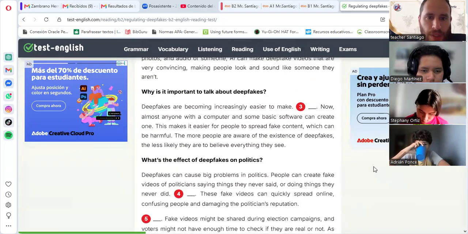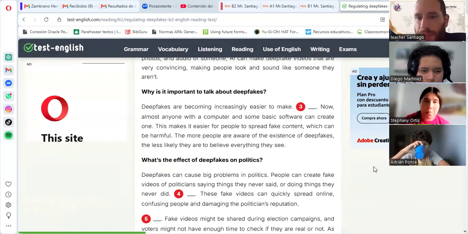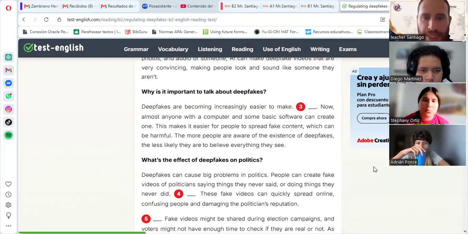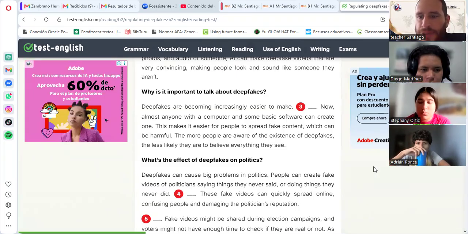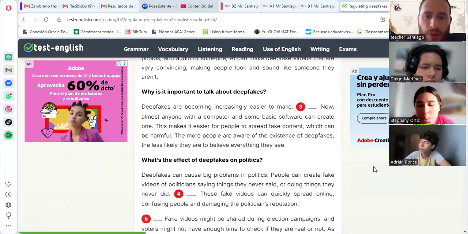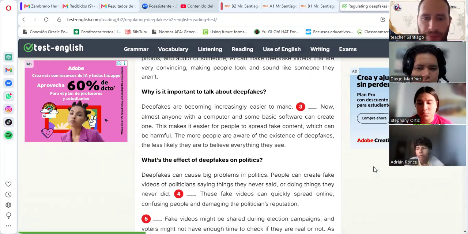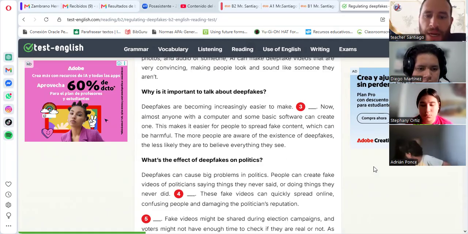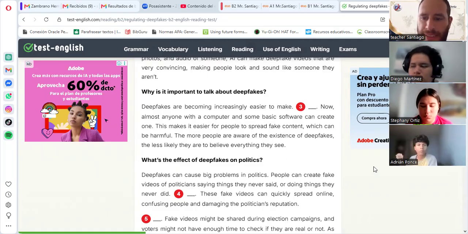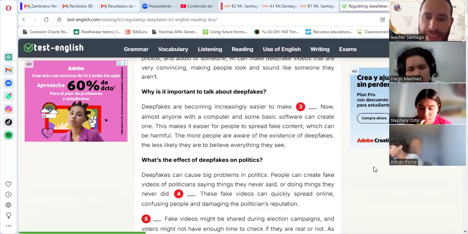Number 3. Why it's important to talk about deepfakes. Deepfakes are becoming increasingly easier to make. Now, almost anyone with a computer and some basic software can create one. This makes it easier for people to spread fake content, which can be harmful. The more people are aware of the existence of deepfakes, the less likely they are to believe everything they see.